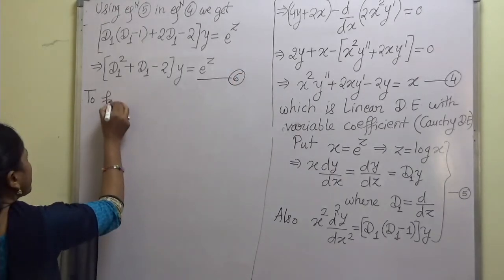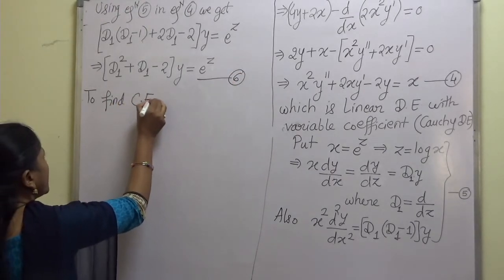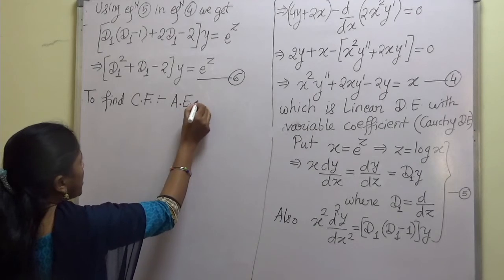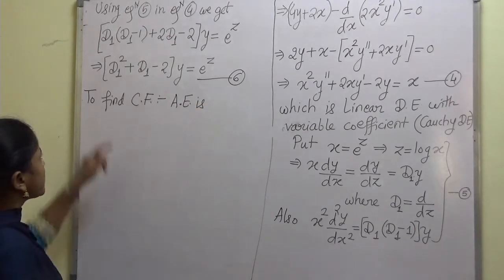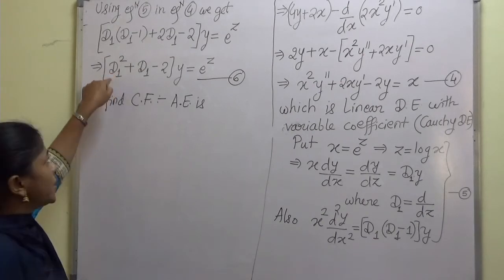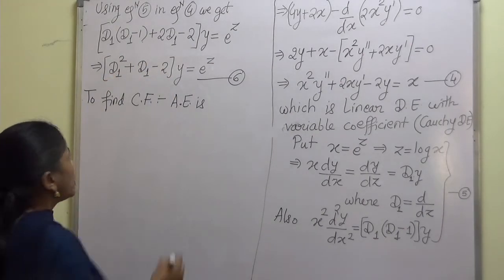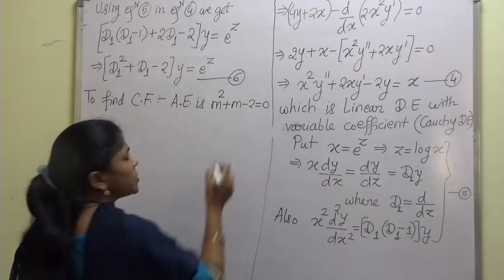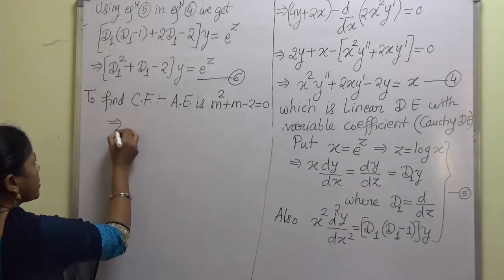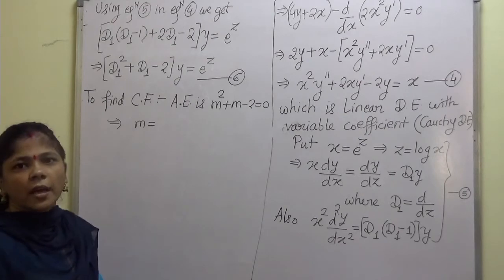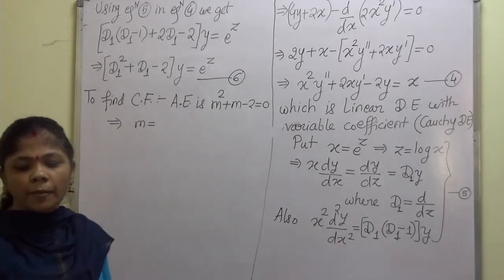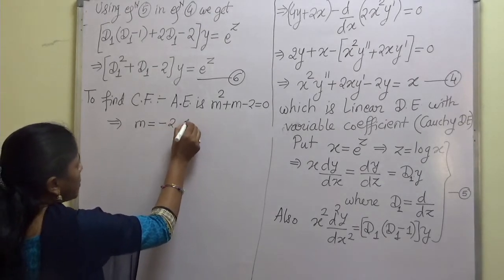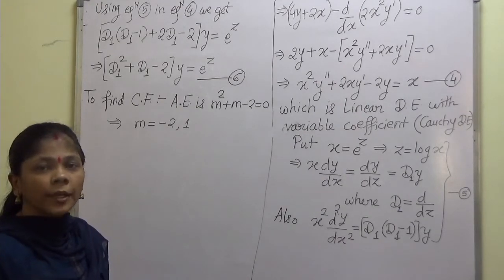Now to find the CF, that is the complementary function, we need the auxiliary equation. Replace D1 by m in this operator and equate this term to 0. So we have m square plus m minus 2 equal to 0. Now solve this quadratic equation. What are the values of m? The values of m are minus 2 and 1. The roots are real and distinct.